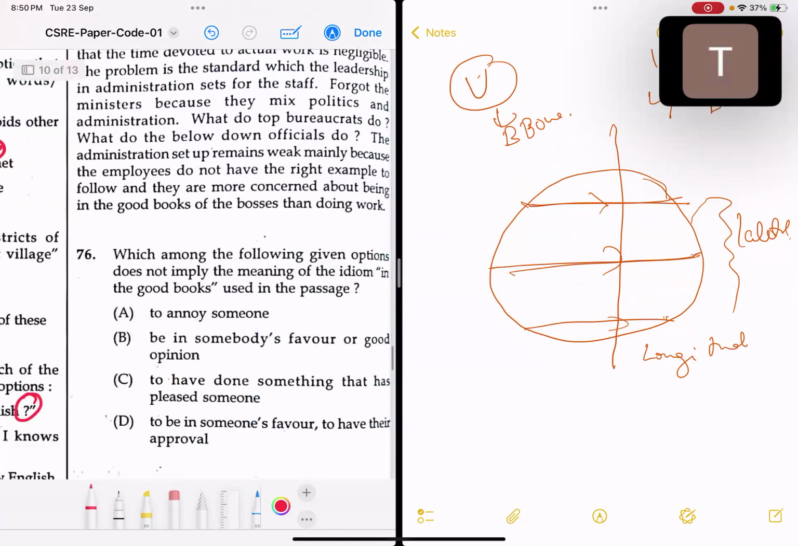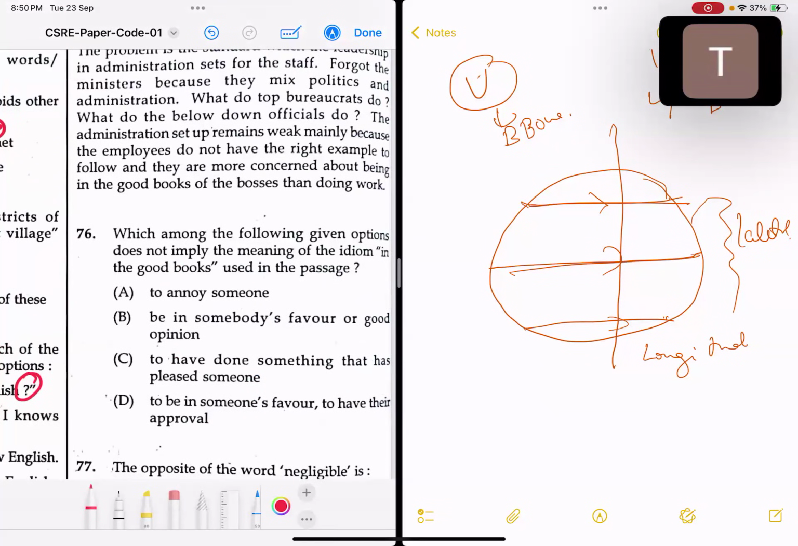So let's come to the question. Which of the following given options does not imply the meaning of the idiom in good books used in the passage? So here, the phrase itself is taken from this, right? It says that the employees are more concerned about being in the good books of the bosses, which means they are more concerned about the approval of the bosses, or about pleasing their bosses instead of actually doing their work, right?